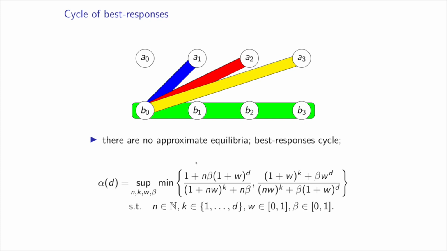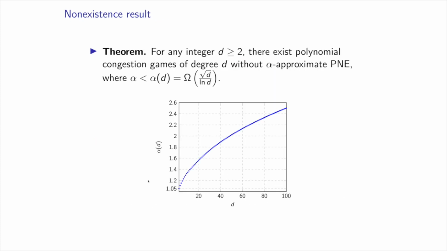Then, to turn this into a lower bound, we want to make sure that our alpha is as large as possible. Therefore, we have converted the study of existence of equilibria into a nonlinear optimization problem, which you can then analyze. For example, by plotting the value of these lower bounds for different values of d, we actually see that it grows. We can prove formally that this function grows like the square root of d over ln d. Thus, this gives us a non-existence result on approximate PNE, where alpha grows roughly like the square root of d.